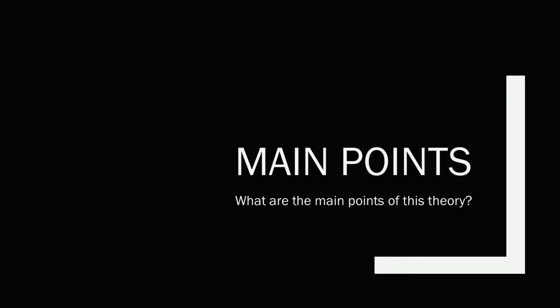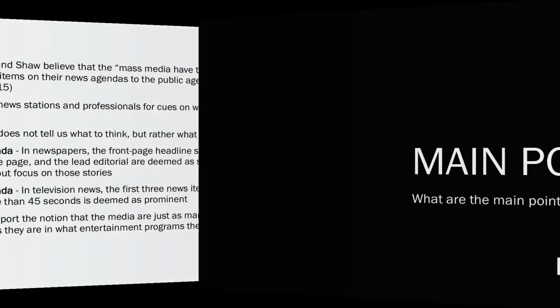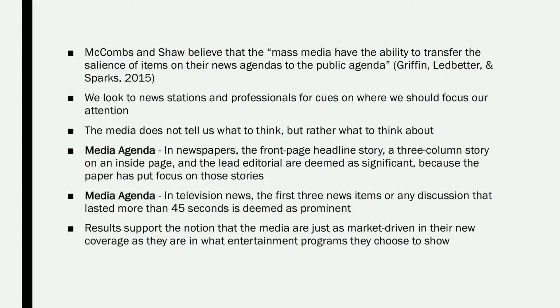Main points. What are the main points of this theory? McCombs and Shaw believe that the mass media have the ability to transfer the salience of items on their news agendas to the public agenda. We look to news stations and professionals for cues on where we should focus our attention. The media does not tell us what to think, but rather what to think about.